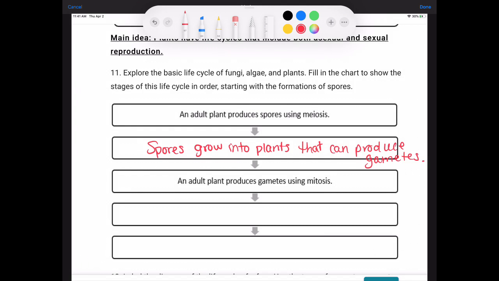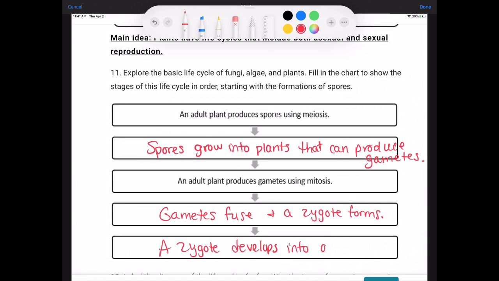An adult plant produces gametes using mitosis, and gametes fuse and a zygote forms. A zygote develops into a spore-forming plant. And this is all coming from the study guide and the reading.